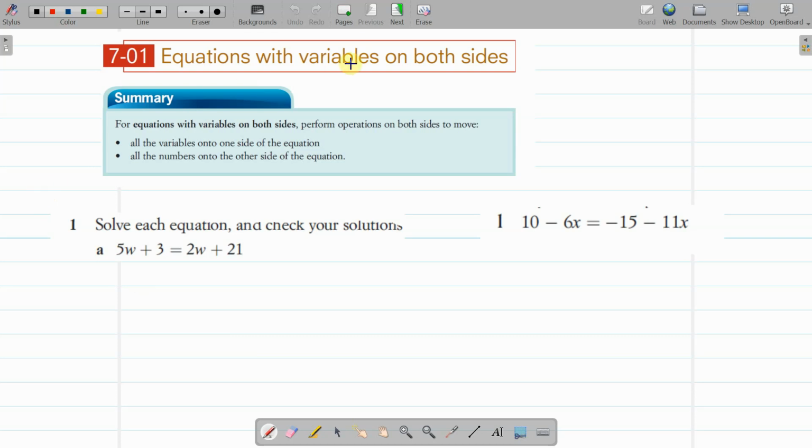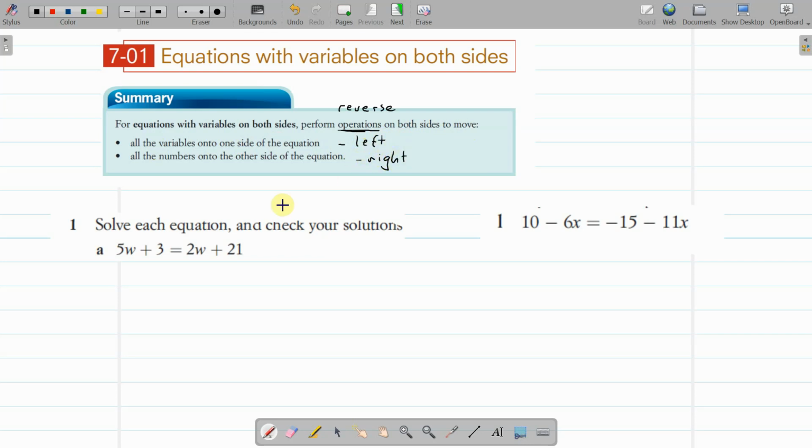And variables on both sides means that we do what it says here. Equations with variables on both sides: perform the reverse operation, the opposite, on both sides to move variables to one side. I'm going to go variables on the left, although it doesn't really matter, but I'm just going to keep it the same for consistency. Go variables on the left and numbers on the right.